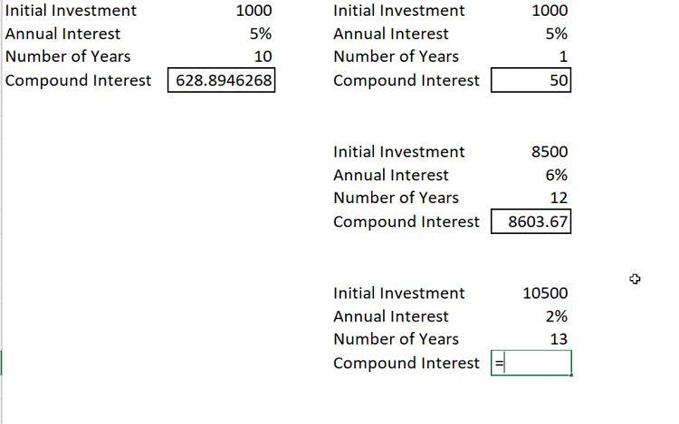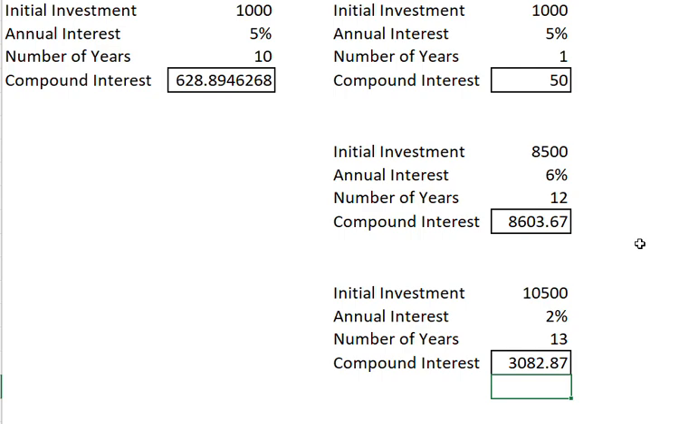Press equal to, take initial investment, multiply, bracket open, 1 plus interest rate, bracket close, power of the period, minus initial investment, press enter. So this is how we calculate the compound interest.